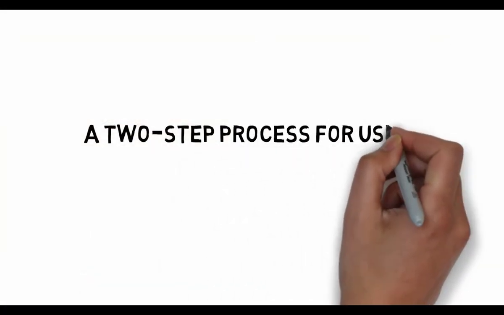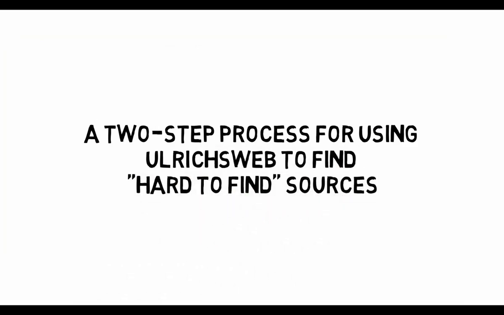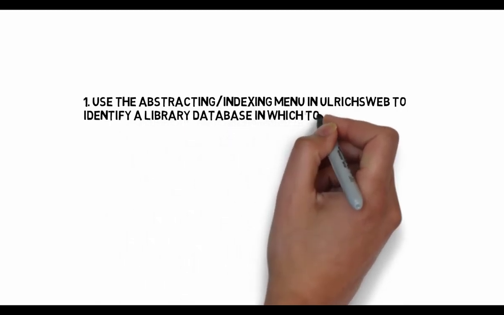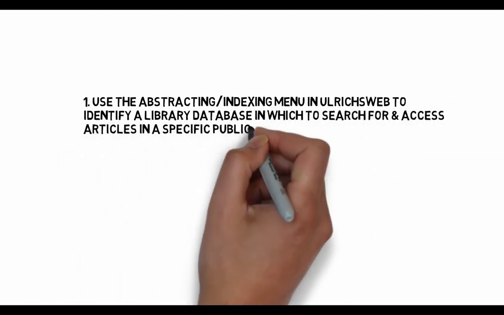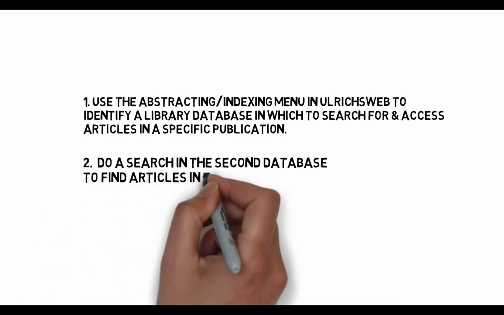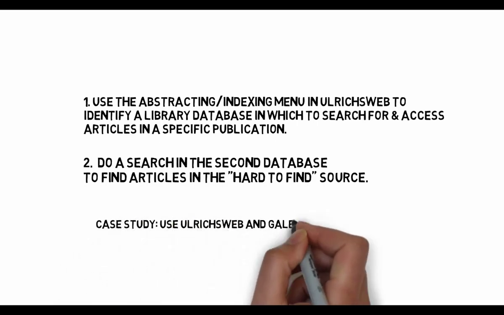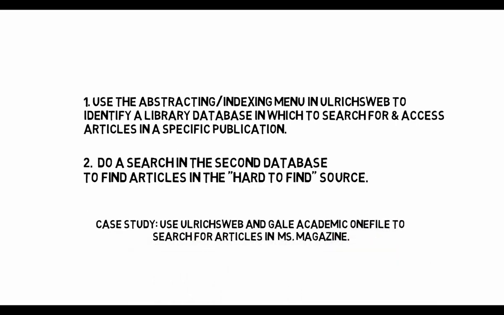To recap, this video from the Carleton University Library introduces a two-step process for using Ulrichsweb to find hard-to-find sources. Step 1. Use the Abstracting Indexing menu in Ulrichsweb to identify a library database in which to search for and access articles in a specific publication. And Step 2. Do a search in the second database to find articles in the hard-to-find source. In this case, we used Ulrichsweb and Gale Academic OneFile to search for articles in Ms. Magazine. This is the end of this video.